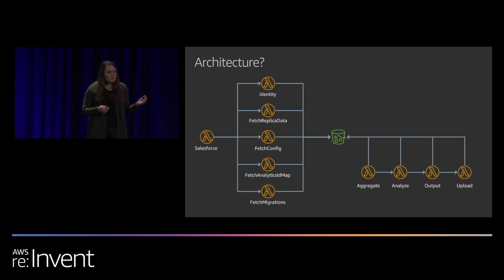So on the right, you can see that we get some data from Salesforce, and then in parallel, we make the calls to the data sources, and each Lambda that makes a call to a data source uploads that data to S3, and then once all that data is in the bucket, we can aggregate it and analyze it and output and upload it and reuse the code that Kelly had. But if you've used Lambda before, you might have a question about this.